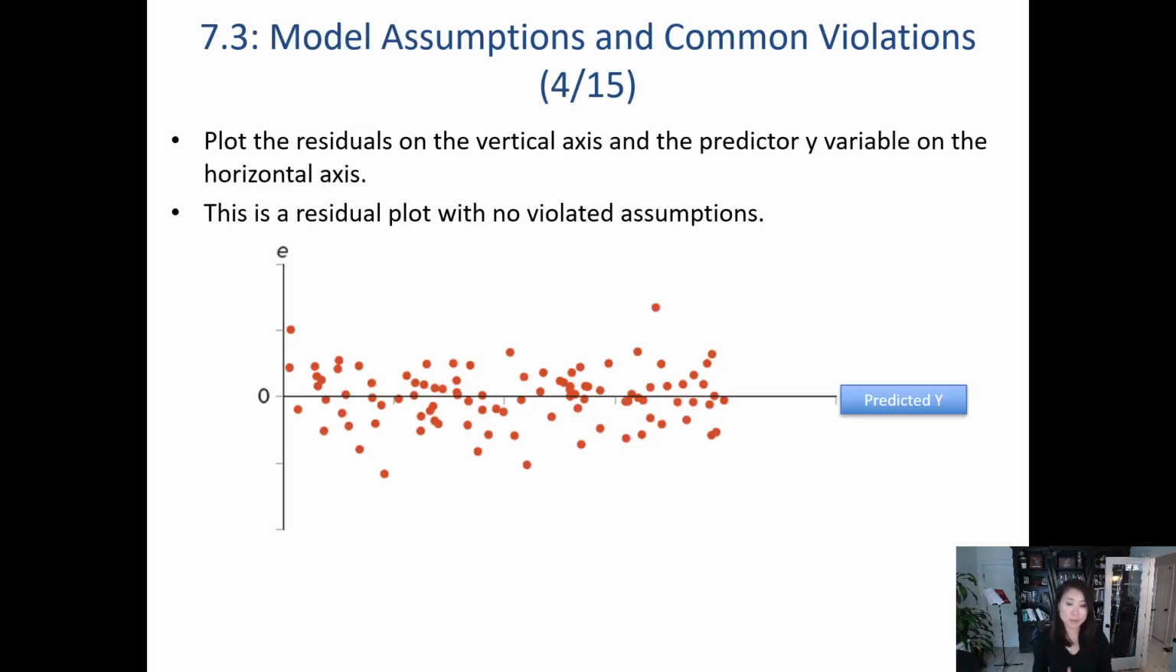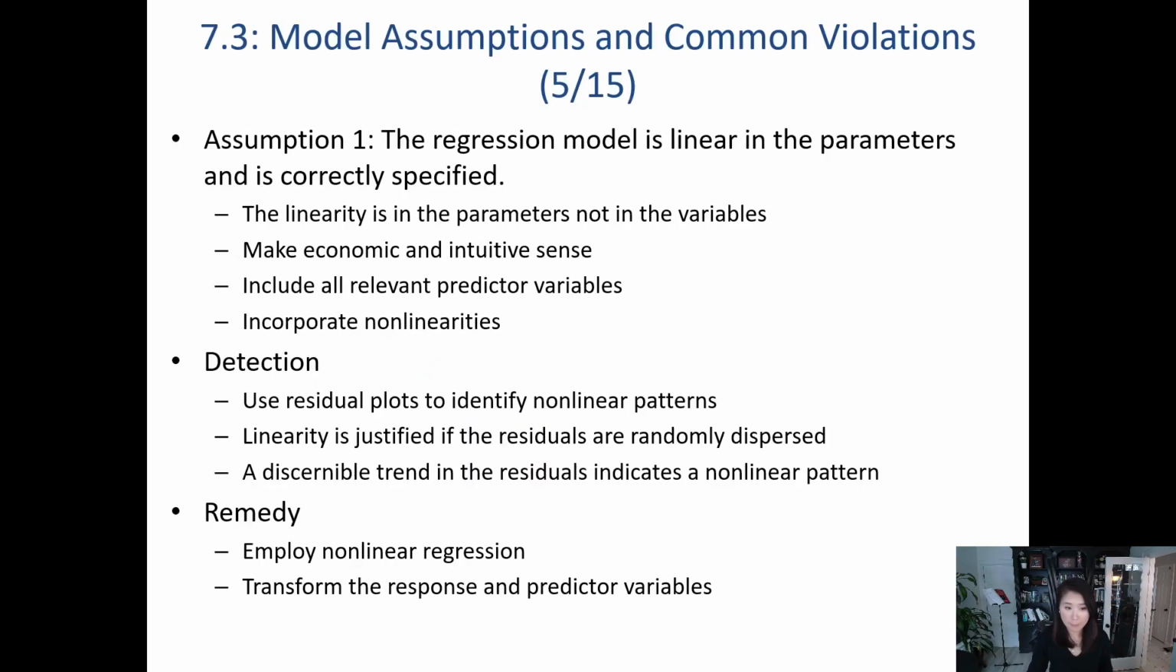Now let's look at my residual plot. My vertical axis is e, the residual, and the horizontal axis is the predicted Y. When I look at this residual plot, I know the model is good. Later, let me explain why, based on the residual plot, I can know my model is good. In the next video, we're going to look at each assumption in detail.